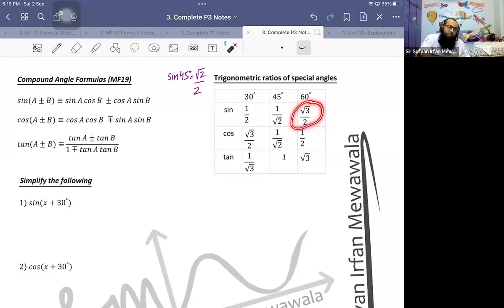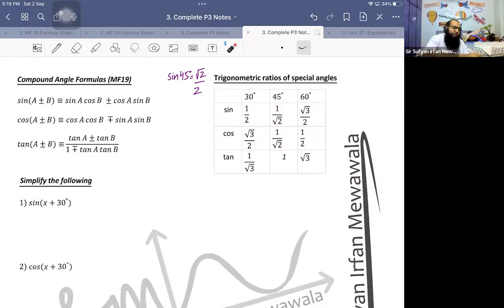And sine 60 equals cos 30. And sine 45 equals cos 45. Sine of 90 minus theta is cos theta. Cos of 90 minus theta is sine theta. So even if you are going to remember one line, half, 1 over root 2 and root 3 over 2 for sine, then for cosine, the order is reversed. For sine it's ascending order. For cosine, it's a descending order: root 3 over 2, 1 over root 2 and half.